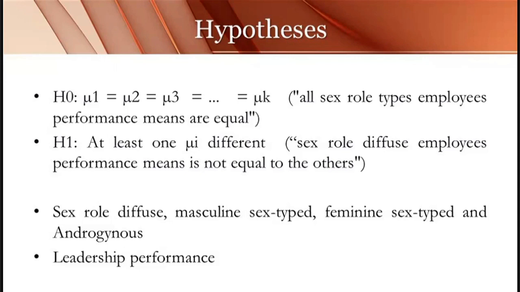Now my hypothesis is all sex role types employees' performance means are equal. We have four categories of employees: sex role diffuse, masculine sex type, feminine sex type, and androgynous sex type. Means my null hypothesis, all sex role types employees' performance are equal. This is my null hypothesis.